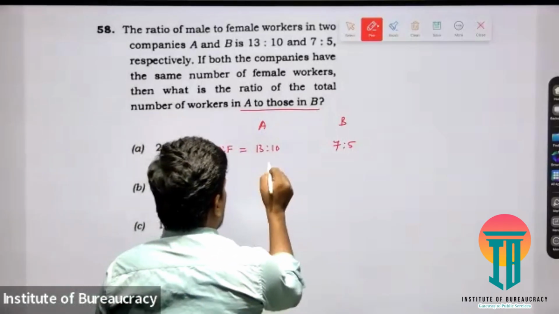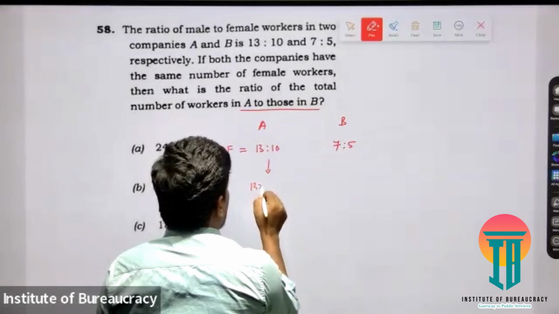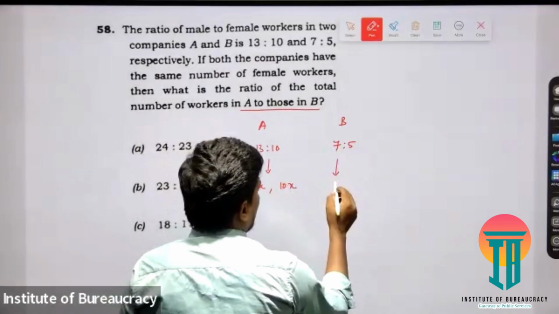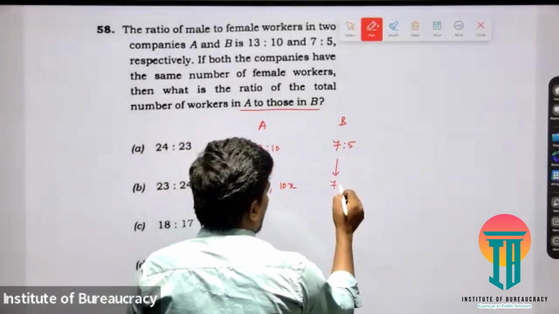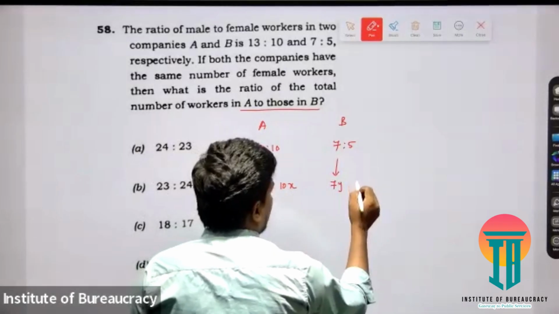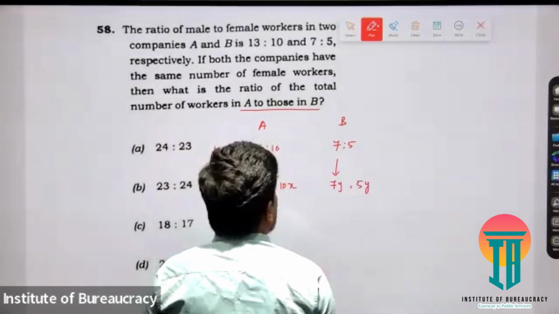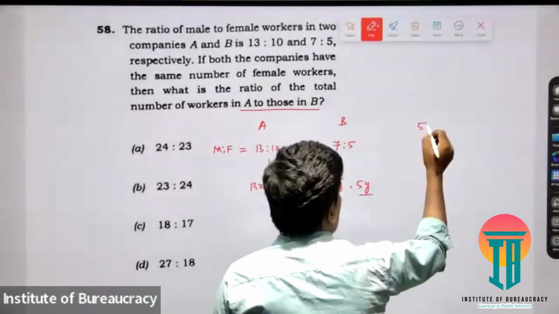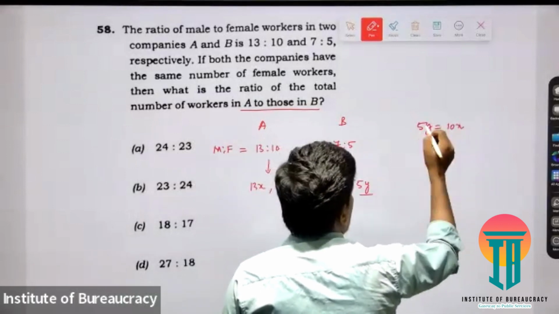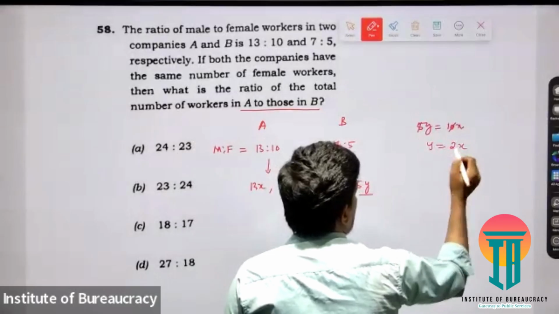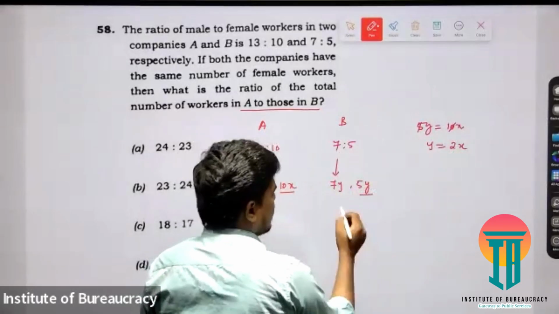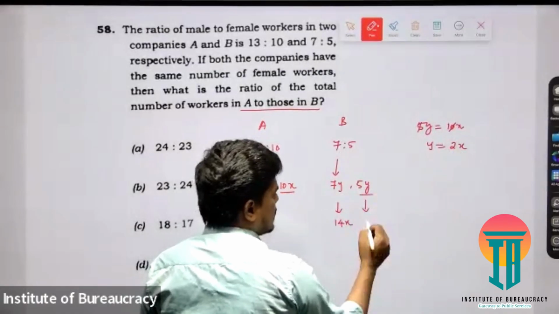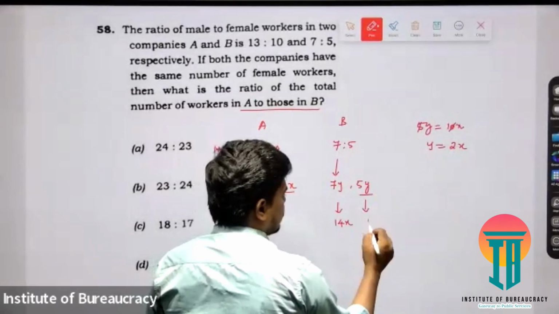So from here we can have male workers 13x and female workers 10x. From here we can have male workers 7y, some other letter we use, and female workers 5y. They said the female workers in both companies are equal. That means 5y is equal to 10x, so y is equal to 2x. Now try to write in x. If you replace y with 2x, it is going to be 14x here, and 10x here.